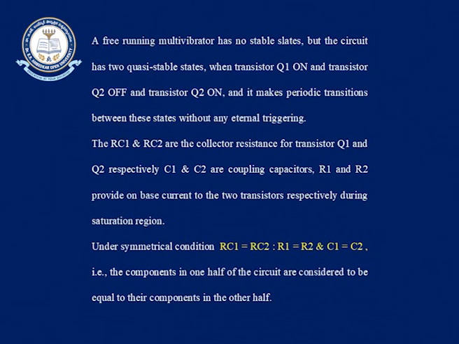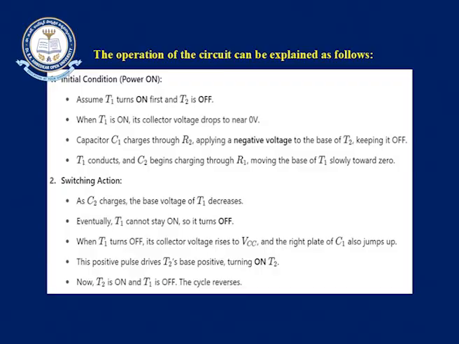So, that which are in one half of this circuit are considered to be equal to the other component of the half portion. And here is how the variations of the circuit can be explained. Here the condition is that whenever the power is on, the transistor T1 is on and T2 is off.